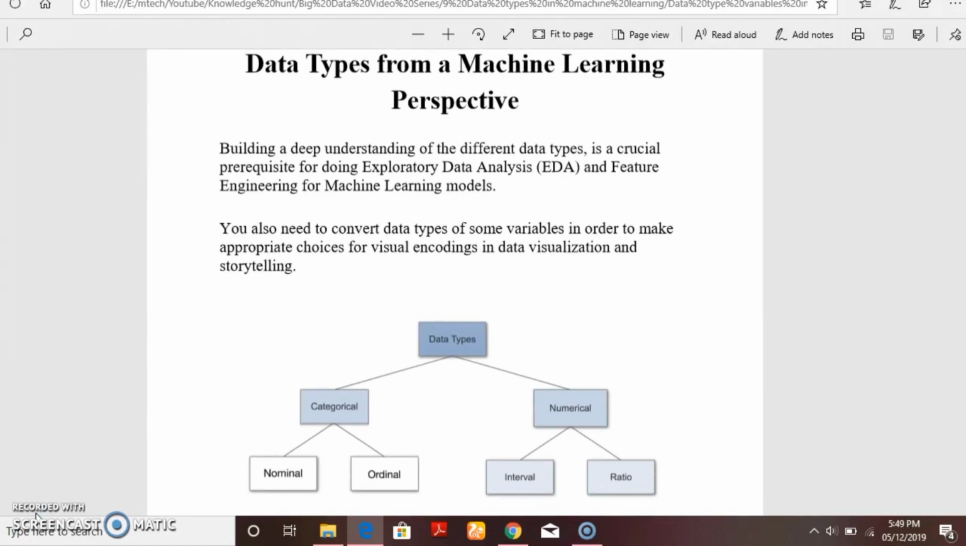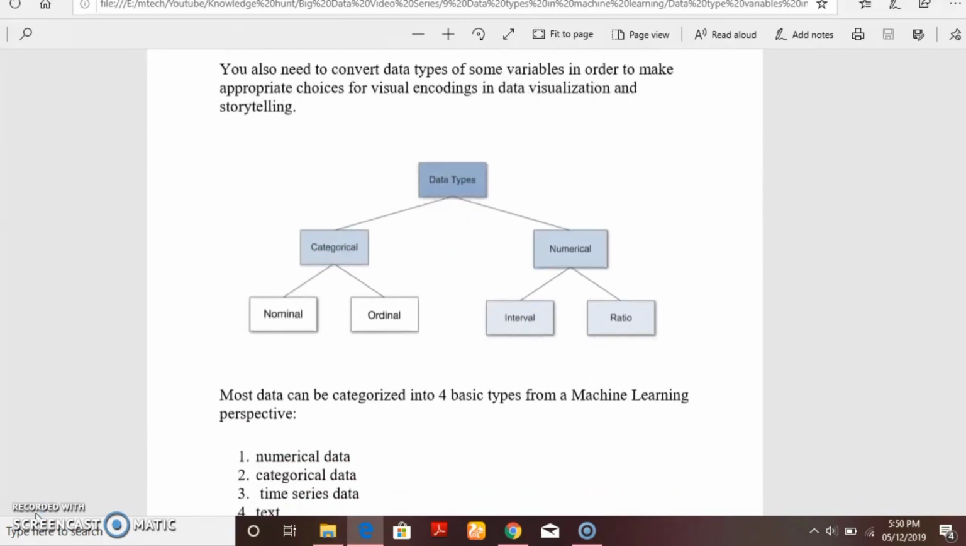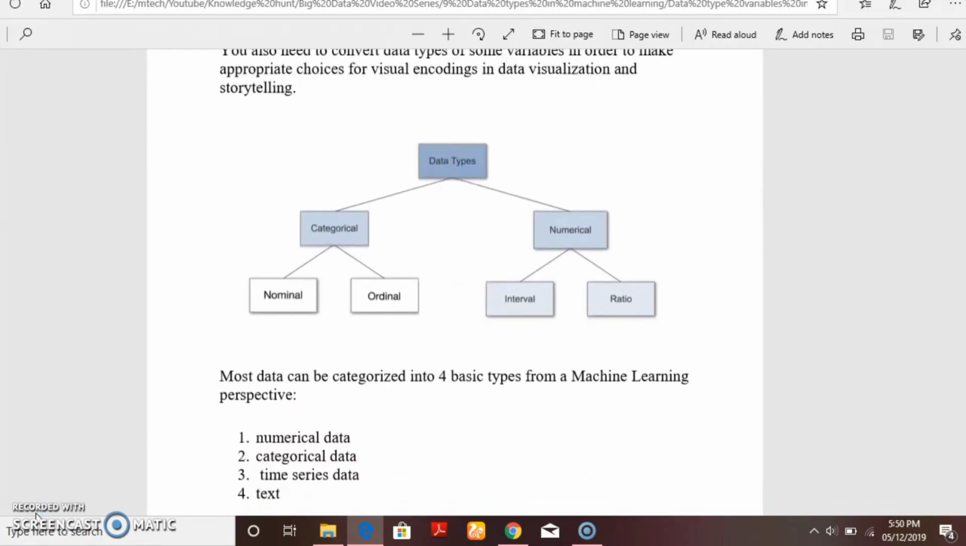So when we are applying any machine learning algorithm, or when we are exploring the data, the most important thing is what is the type of data. It is important to understand the different data types which we have in our data set. It is also necessary to convert the data type into another type or variable in order to make it appropriate, so that the proper algorithm can be applied on it and proper data visualization techniques can be applied.